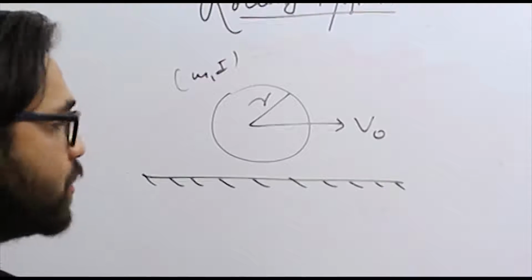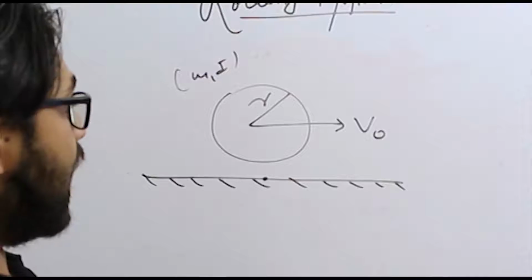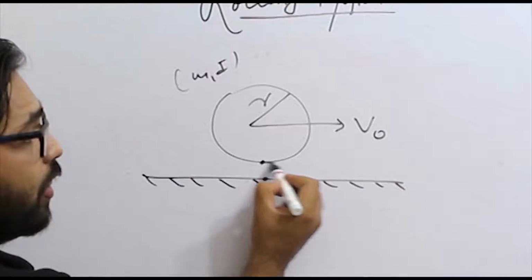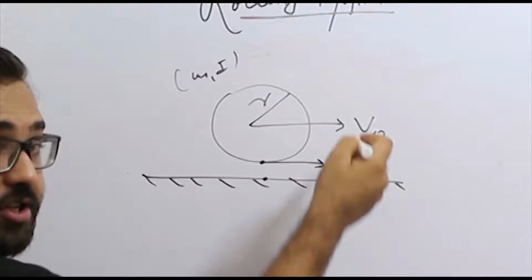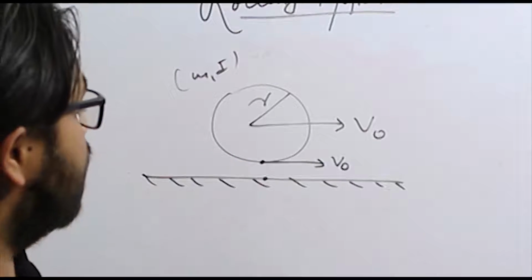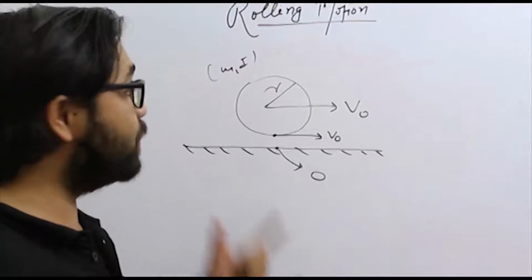As you keep it on the surface, what is the velocity of this point? The velocity of this point is going to be 0, right? And the velocity of the center is v0. You know that in translation, all the points have the same velocity, so the velocity of this point is also going to be v0. Now the velocity of the bottom point is 0, so these two points don't have the same velocity. It means it is slipping.